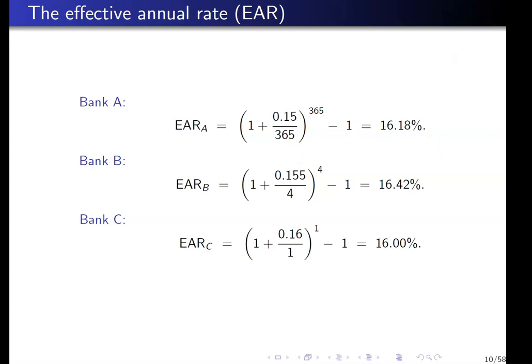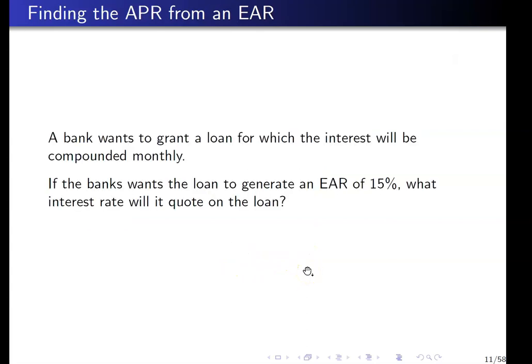So quarterly compounding with an APR of 15.5%, the EAR is 16.42%, and with annual compounding and an APR of 16%, the EAR is equal to the APR of 16%. So there's no difference between the APR and the EAR when compounding is annual.